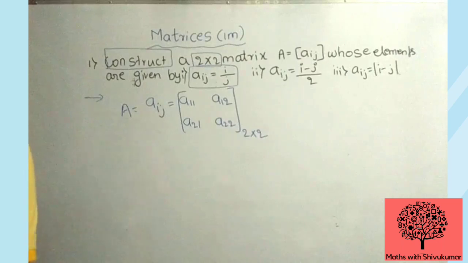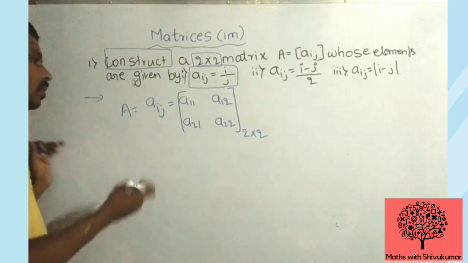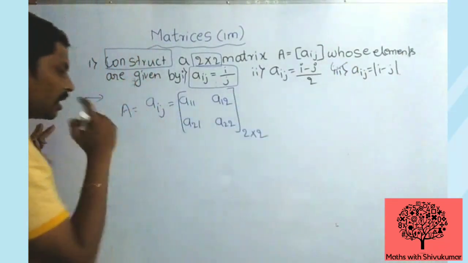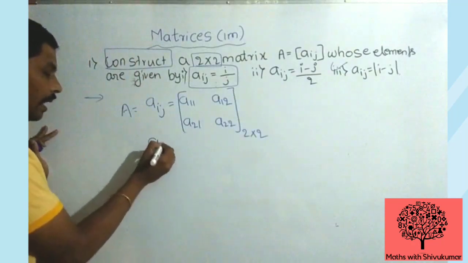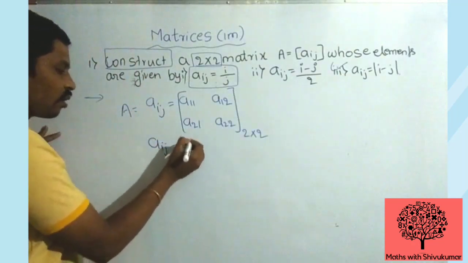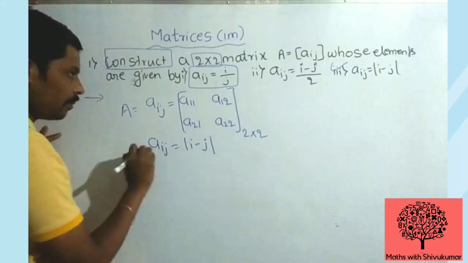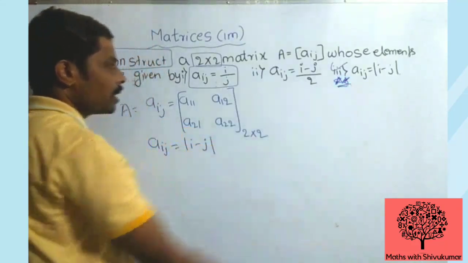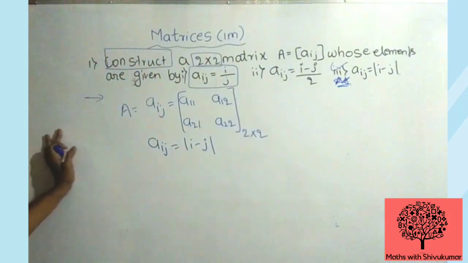So again 2 cross 2 matrix students. So general matrix we will consider. Now I will solve this one. So the condition is Aij is equals to modulus of I minus j. Please be careful. Many students will make mistakes with modulus.